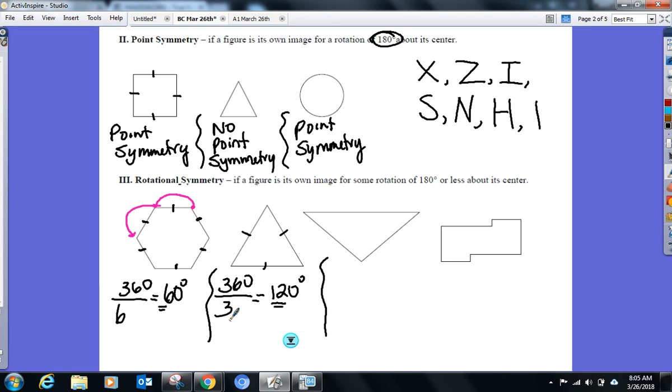What about this one? Not equilateral. Can I turn this? You can even turn your paper now. Can I turn it anywhere smaller than 180 and get that same triangle looking figure back? Anybody doing it? Me neither. So this does not have rotational symmetry.